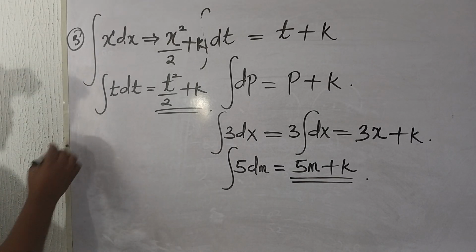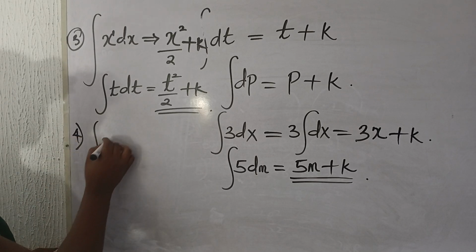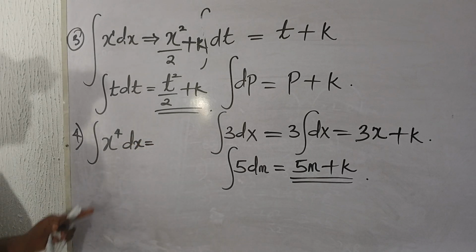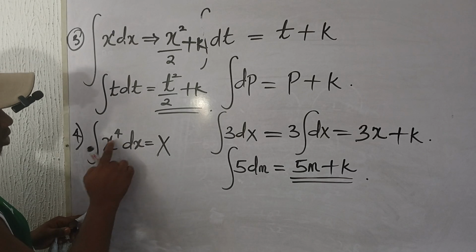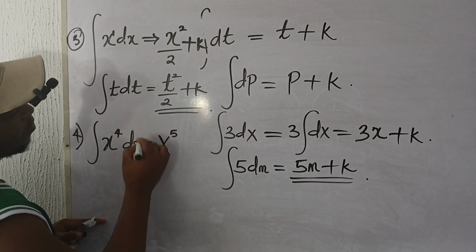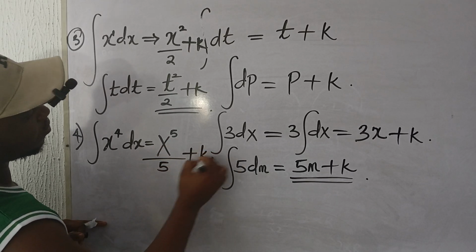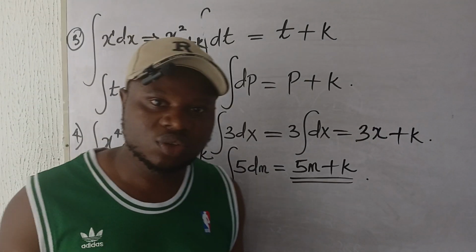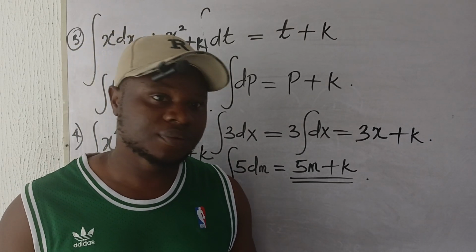So number 4, if you are asked to integrate, maybe you have x raised to power 4, dx. With the knowledge of what I have here, what are you going to do? Write your x, go to this power, add 1. So if you add 1, you are going to have 5. Divide it by the power you have, which is 5, plus your constant of integration. And this is what I actually want you to know in integration. See you in the next video.